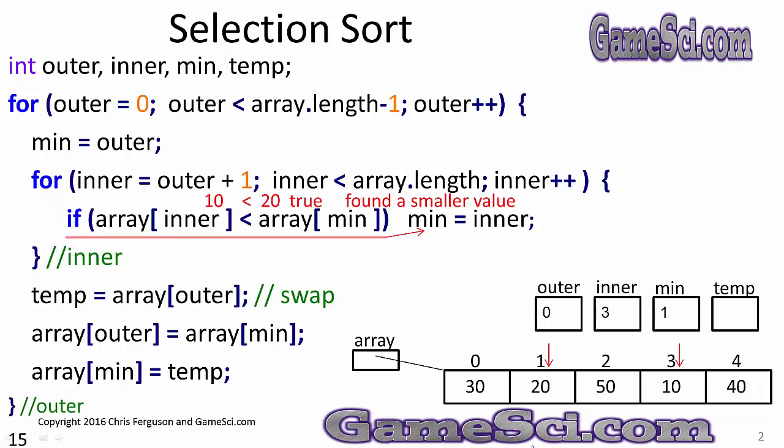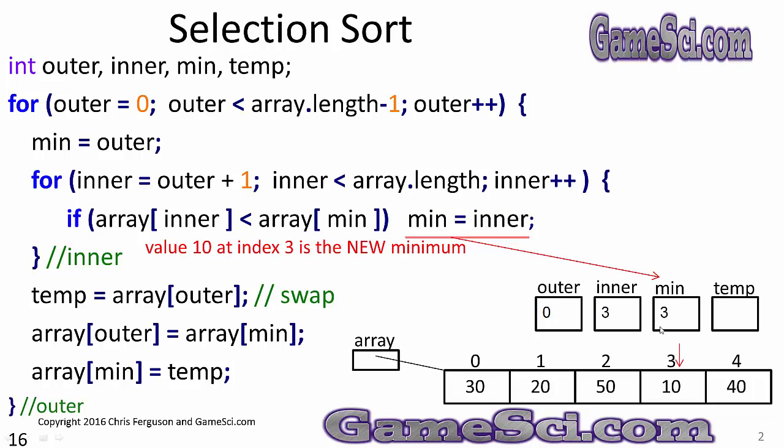Array sub inner is 10. That is clearly less than 20, the current minimum. So as a true statement, we have found a smaller value. Every time this if statement is true, we have found a smaller value. It's time to execute the body of the if statement. Min equals inner says set min to 3. Notice how the red arrow has moved. The red arrow is pointing to the smallest number we have found. The value 10 at index 3 is the new minimum.